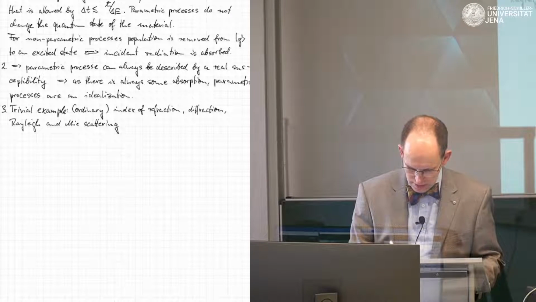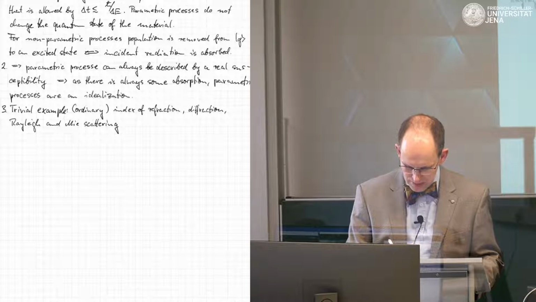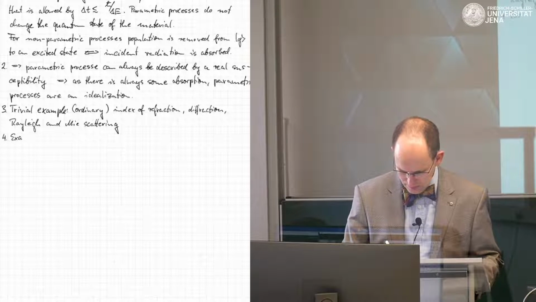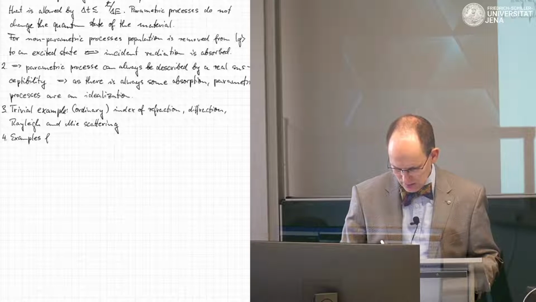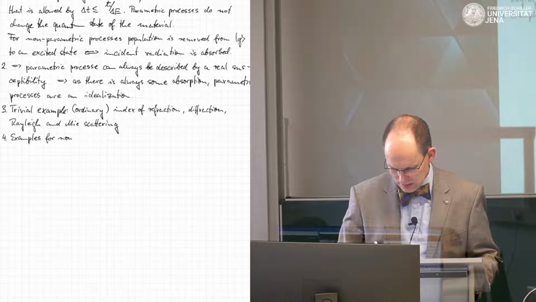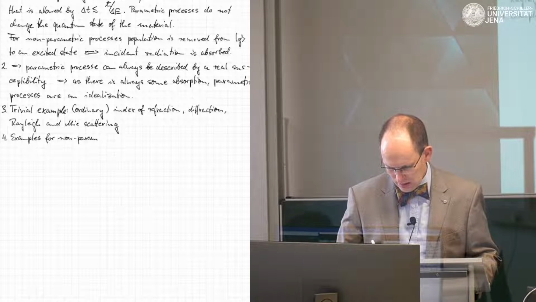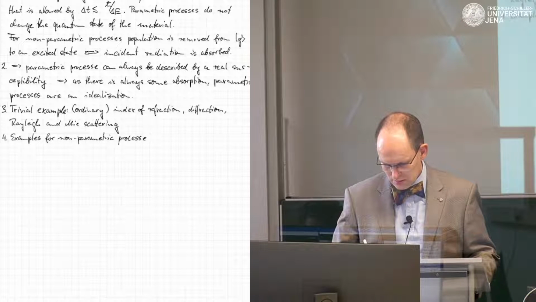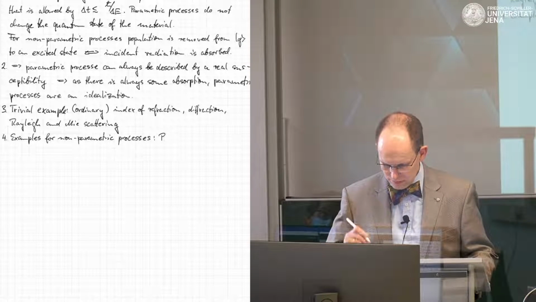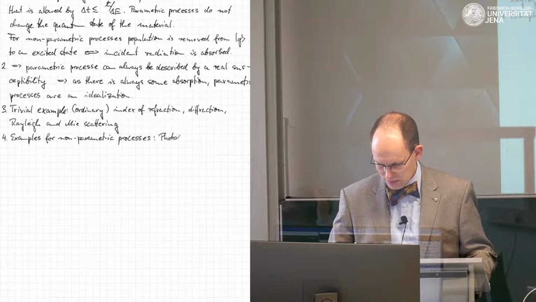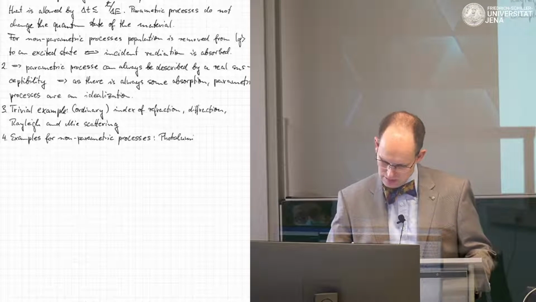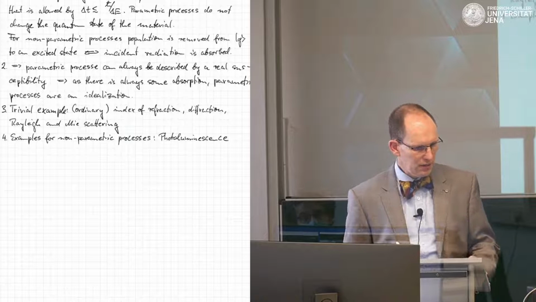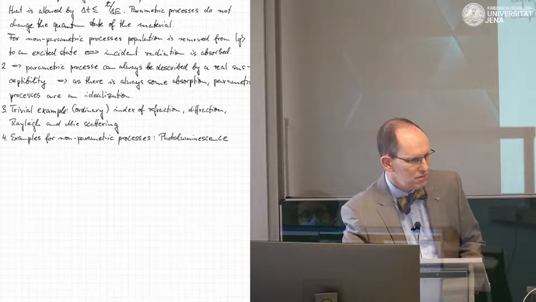So these are trivial examples for parametric processes. And then for non-parametric processes, examples would be photoluminescence or fluorescence and these things. Photoluminescence would be one example. I have a figure here for that.